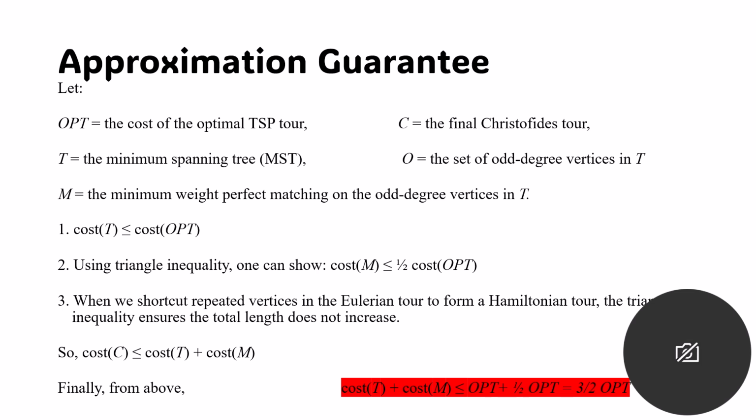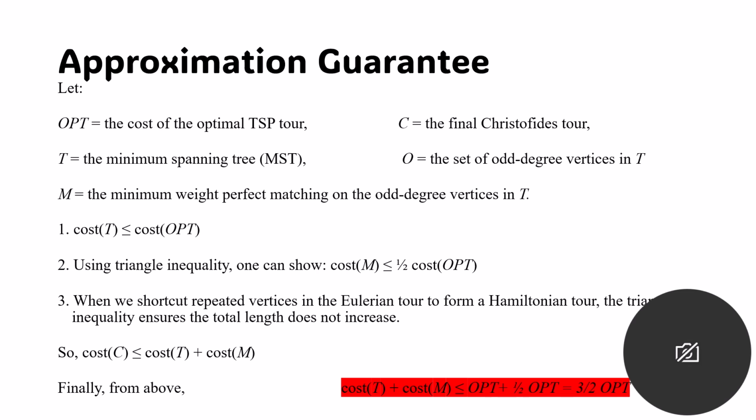Here's the logic. Every TSP tour contains a spanning tree, so the MST has a cost less than or equal to OPT. Second, the number of odd degree vertices in any graph is even, so a perfect matching exists. Using the triangle inequality, we can show that the cost of the minimum weight perfect matching on the odd degree vertices in T is smaller than or equal to half the cost of the optimal TSP tour.